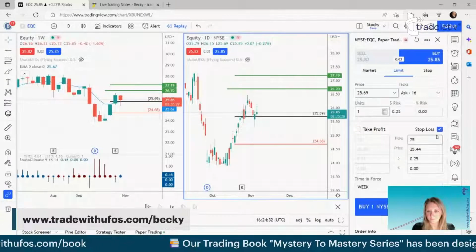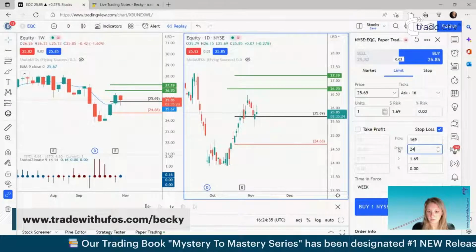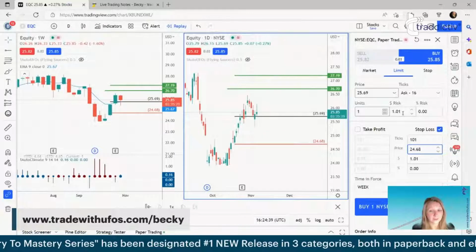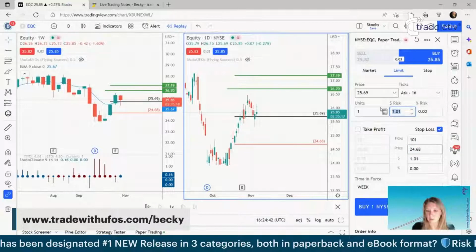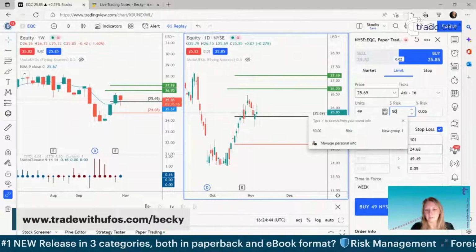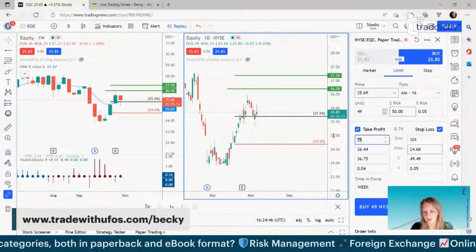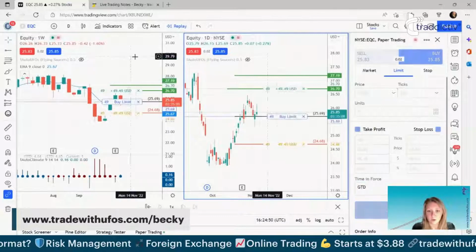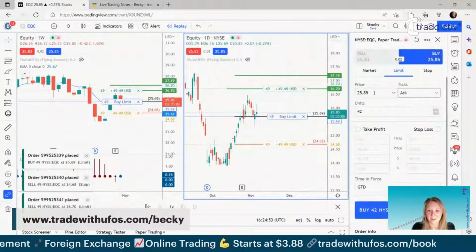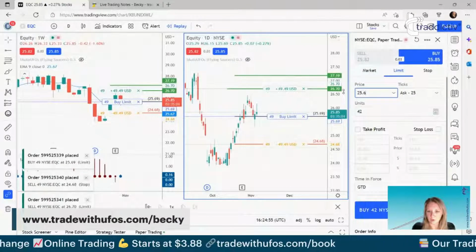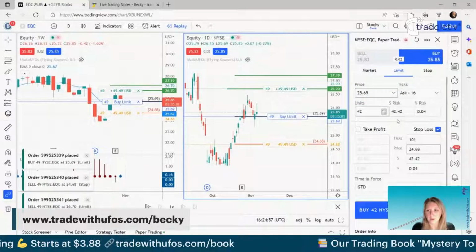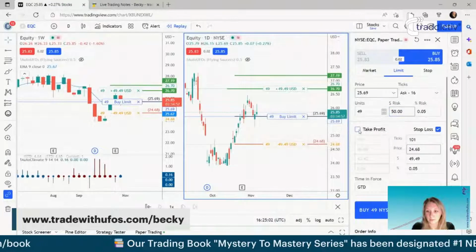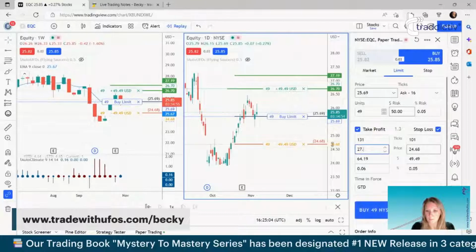25.69, stop loss 24.68. So if you were risking one share, that is $1.01 of risk per trade, or per half of the trade. Again, I'm going to put in $50 just as an example. You guys risk whatever you risk, or don't risk anything, right? Don't place the trade. You've got to only place trades if it fits your trade plan, your risk parameters, what makes sense to you. It's your money, right? So you've got to do what works best for you.